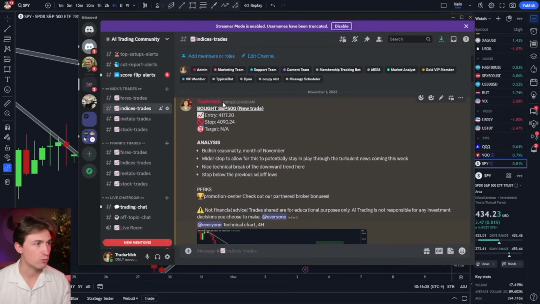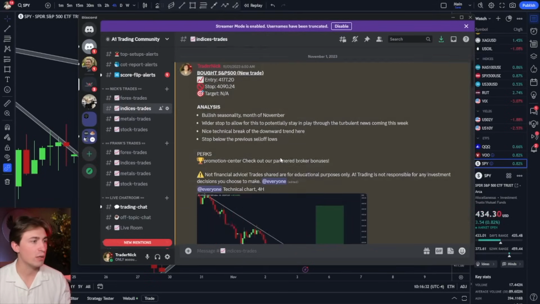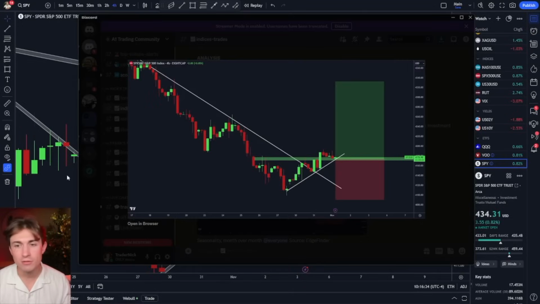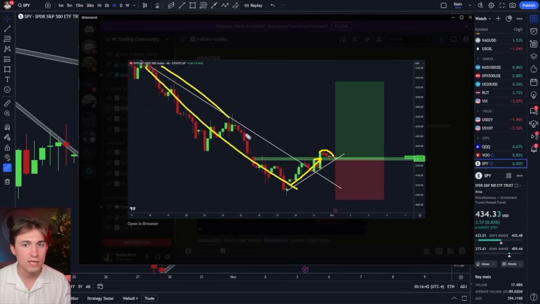November 1st was the day. So bright and early in the morning, went long on the S&P 500 after what we saw essentially to be a weak retracement after this kind of nice breakout from this downward trend. So we're trending lower, breakout, pullback, and it just ran.